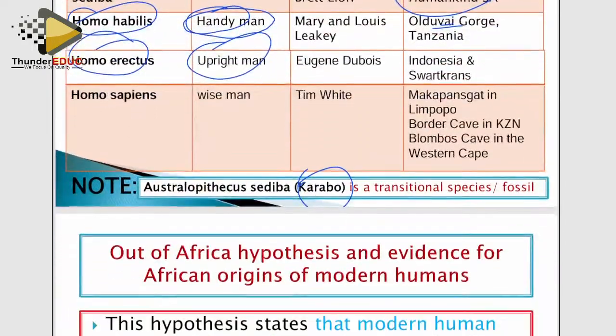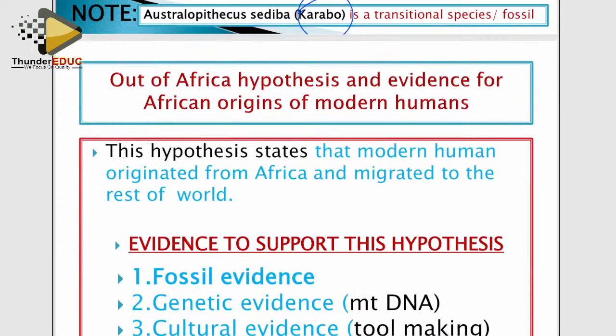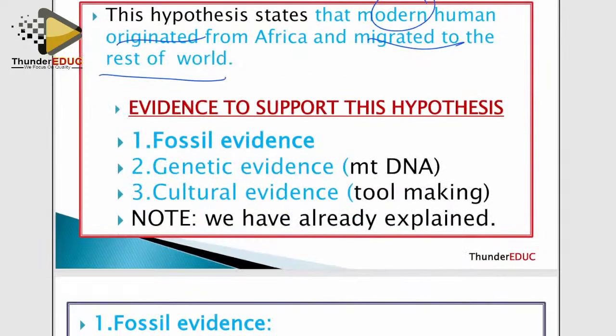Yes. So, guys, please, you have to know that. When they bring up the out of Africa hypothesis, you have to say that modern humans originated from Africa and migrated to the rest of the world. This word modern must be there, because Homo erectus, Homo neanderthalensis, Homo naledi, all those are humans, but Homo sapiens are the modern humans. That's why you add the word modern: humans originated from Africa and migrated to the rest of the world during the Homo erectus period.